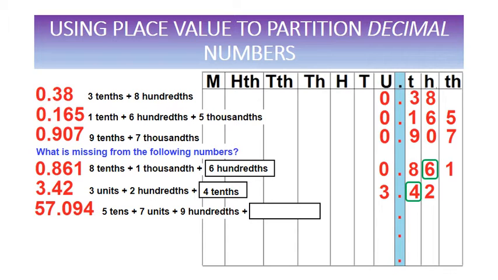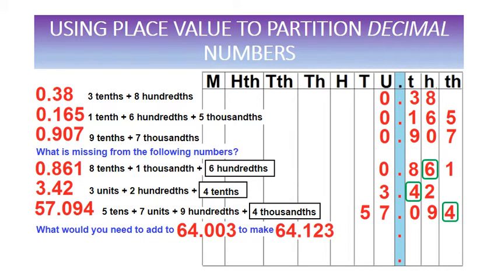Here we've got 57.094, which is made up of 5 tens, 7 units, 9 hundredths and something missing. So we put it on the place value scale, we can see straight away that it's the 4 thousandths that's missing.